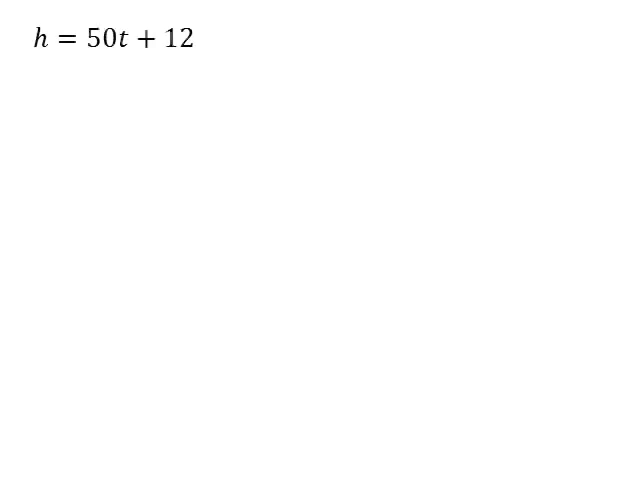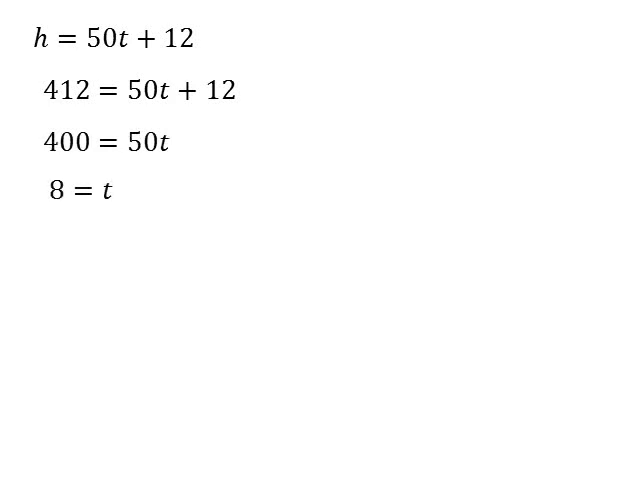Now the second part asks us to find the time when the height will equal 412 feet. So we take that formula we just found in the first part, we plug in 412, that gives us 412 equals 50t plus 12. We subtract 12 from both sides, gives us 400 equals 50t, divide by 50, and that gives us t equals 8.